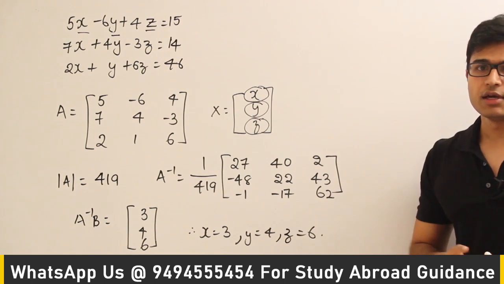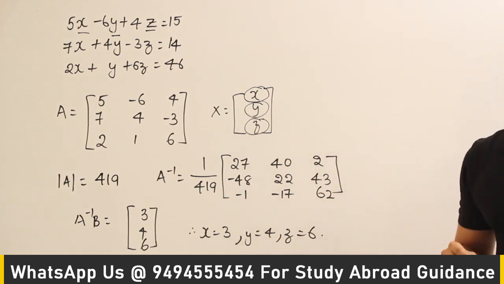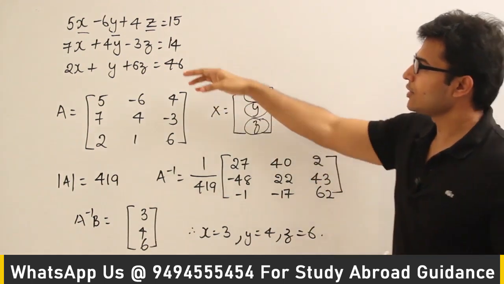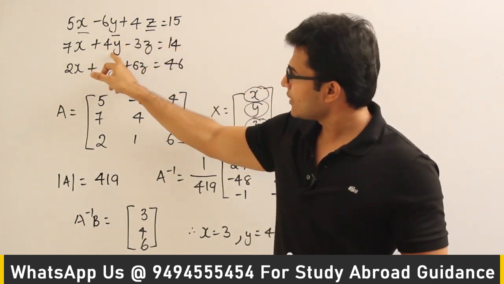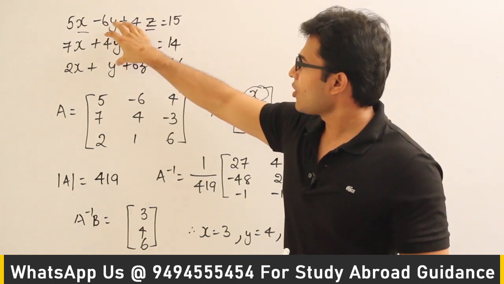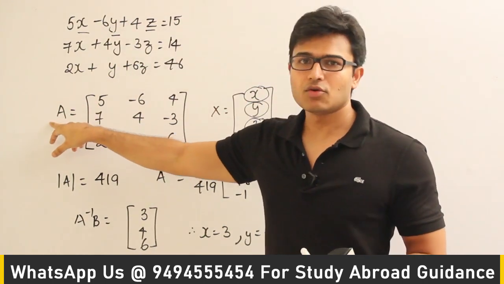Just keep that in mind. Don't reverse the order, or be consistent in all the equations. That is what I mean to say. If you are having x, y, z here, maintain x, y, z here as well, right? And after that you know how to find out the coefficient matrix.